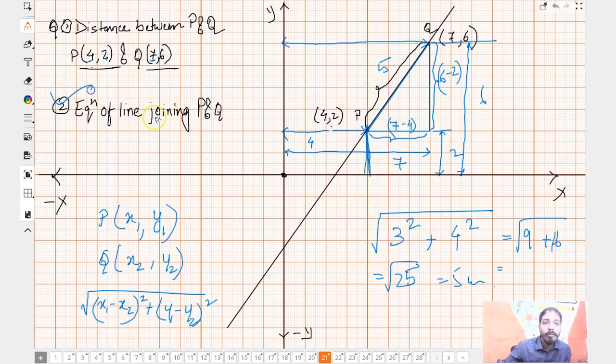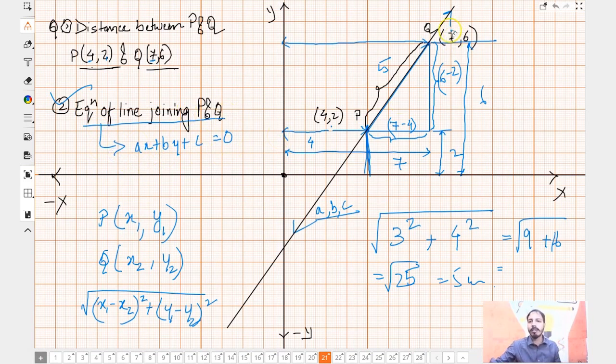Next thing is find the equation of the line joining P and Q. So you can also find out the equation of this line. That means you can find the a, b and c values of the equation ax plus by plus c is equal to 0. So suppose the equation of this particular line, this black line, is ax plus by plus c. Now if you need to find out the equation, it means you need to find out the values of a, b and c. That's it. How do you find it?